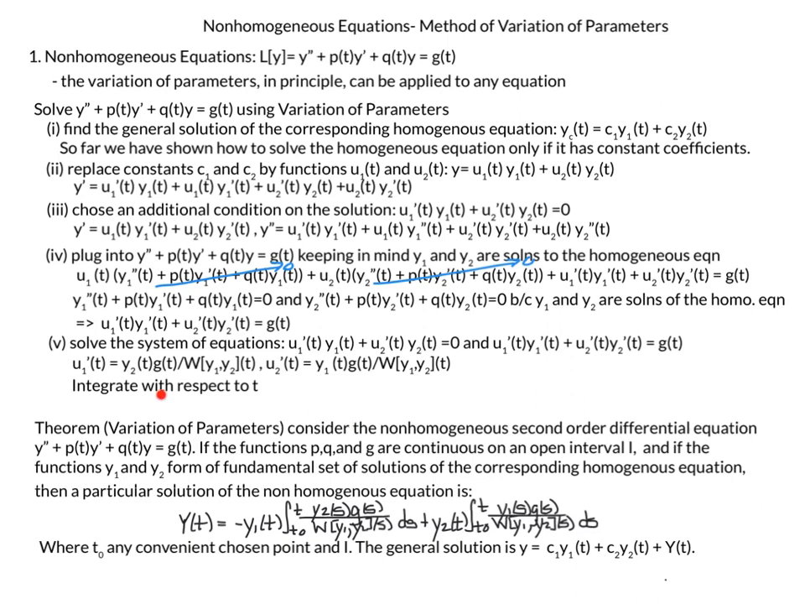So again, this theorem cuts to the chase and tells you exactly what the particular solution will be. Also, where t naught is any conveniently chosen point in I, the general solution looks like c1 y1 plus c2 y2. These are this fundamental set of solutions, plus our particular solution given to us here. So let's redo the last problem using this equation just for comparison.